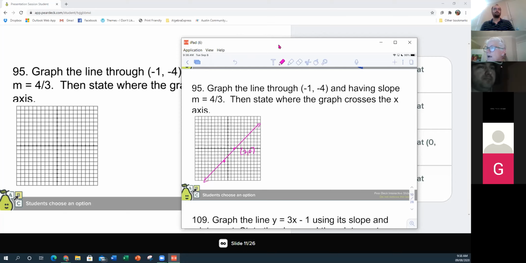I did have a couple people put 0, 2, and that would be on the y-axis. So make sure you don't reverse. And that's another reason that when we ask you what's the x-intercept, what's the y-intercept, we want you to put the ordered pair. We don't want you just to put the number, because the ordered pair shows you know where it is and how to label it.